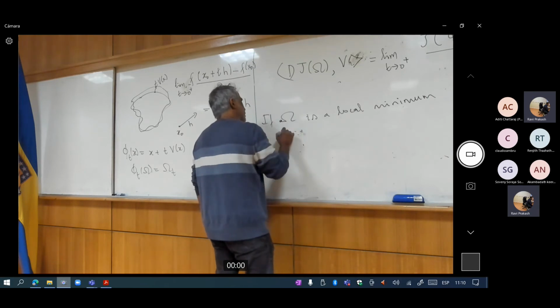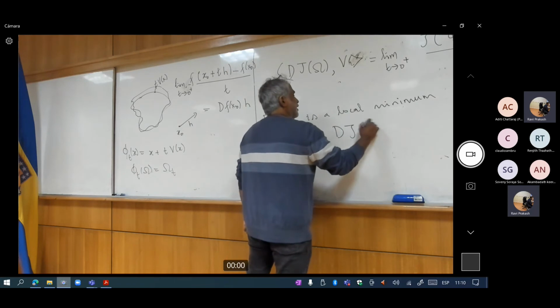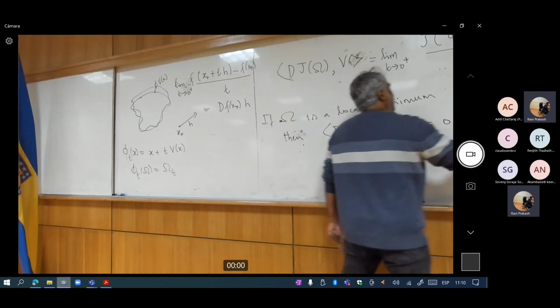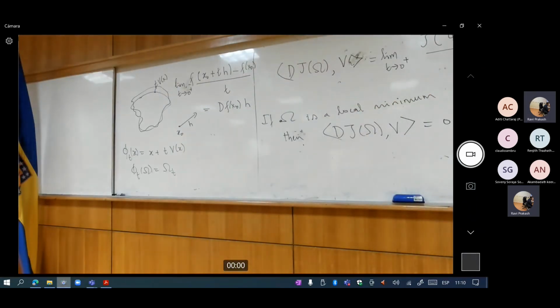If omega is a local minimum, then it's a necessary condition. Then this functional has to be 0 for all perturbations of the domain, for any perturbation by a smooth vector field. Okay.